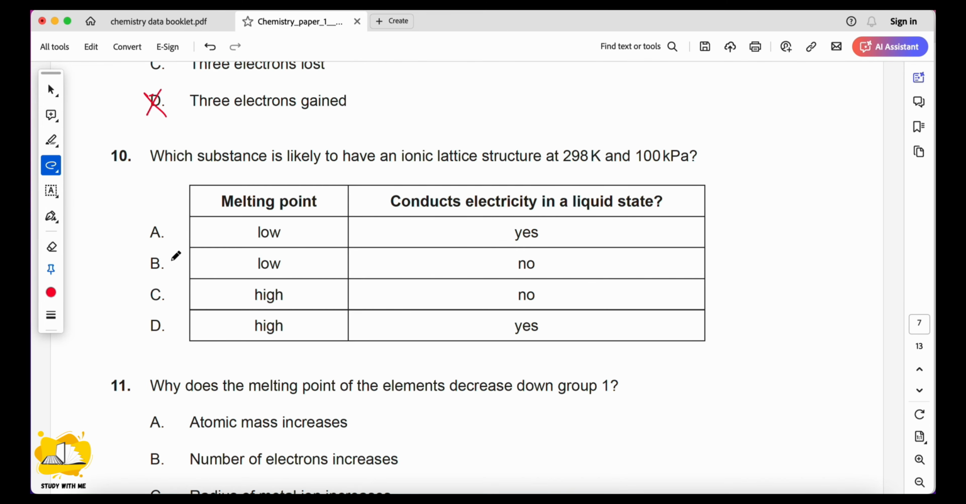Which substance is likely to have an ionic lattice structure at 298 Kelvin and 100 kilopascal? Lattice structure, when it is in liquid state, is able to conduct electricity and it has free moving ions. So definitely it's yes between these two. And the melting point will be high because of strong electrostatic forces between oppositely charged ions in the lattice, requiring significant energy to break the bond. Therefore, the answer is D.